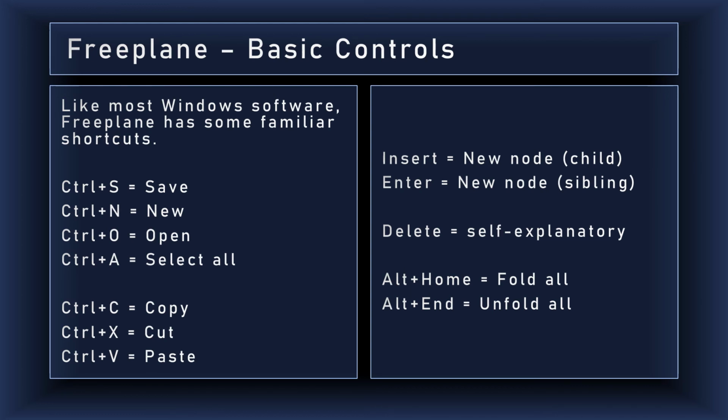If we hit enter, while we have a node selected, we have a new node at the same depth level or same hierarchy level called a sibling. Delete, I hope you know what delete does. Alt home folds everything, and Alt end unfolds everything. So these nodes are capable of being folded. What I would recommend is that if you have nodes that are accidentally closing or things like that, and we'll get to that in a minute in the setup, I would hit Control A to select everything, and then Alt End to unfold. And then you can right click and set those nodes to always be unfolded.